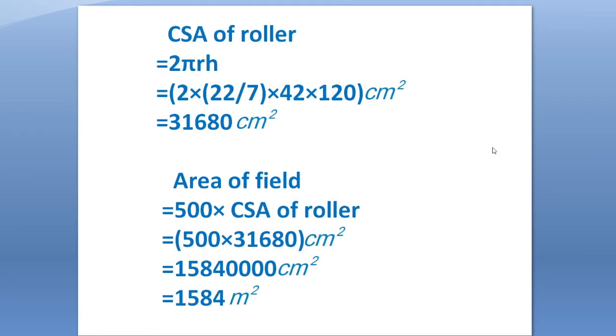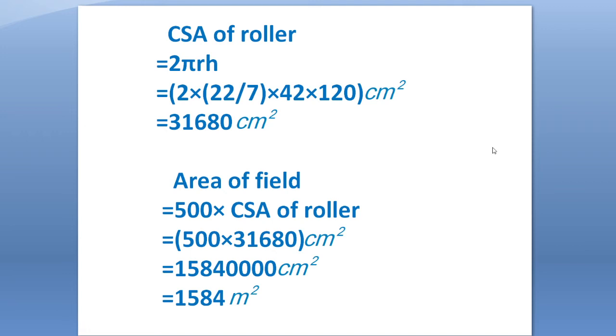Now area CSA. CSA of roller is equal to 2 pi RH is equal to 2 into 22 by 7 into 42 into 120 centimeter square. So we have the final surface area CSA 31,680 centimeters square.